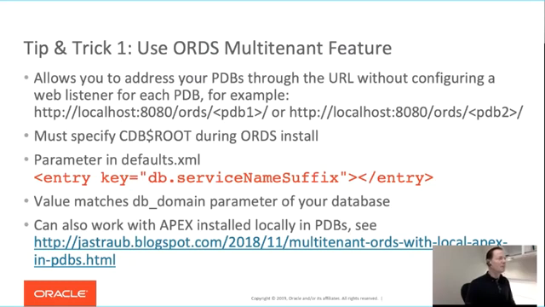Now, in order to get this to work, first, you need to specify CDB $root during your ORDS install. So when it asks you what to connect to, you connect to CDB $root, and you provide the service name for that. And then in the ORDS configuration in defaults.xml, you simply add this line for DB service name suffix. What's in between there, the value that you use, matches the DB domain parameter for your database. Now, this works flawlessly when you have Application Express installed common in a CDB, but there is also a way to make it work when you have Apex installed locally in PDBs. I've blogged about this that you can look at later, but I'm going to show you a little bit how that works.